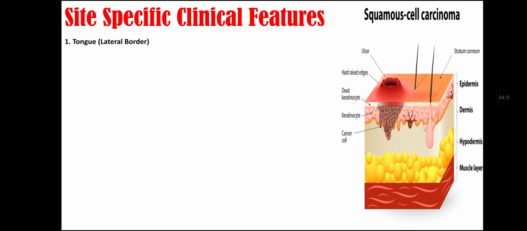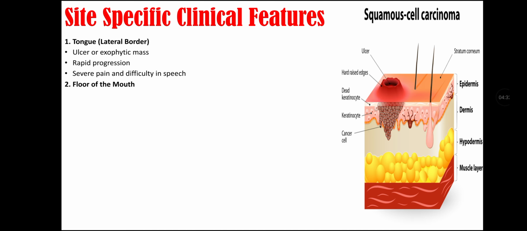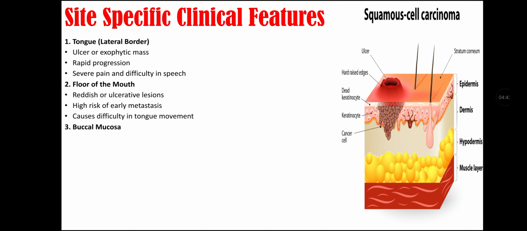Site-specific clinical features. If oral squamous cell carcinoma is on the lateral border of the tongue, it can cause ulcer or exophytic mass that shows rapid progression with severe pain and difficulty in speech. If the oral squamous cell carcinoma is in the floor of the mouth, there is a reddish or ulcerative lesion with high risk of early metastasis and it causes difficulty in tongue movements.